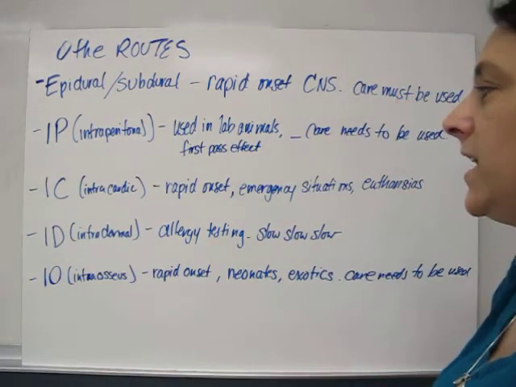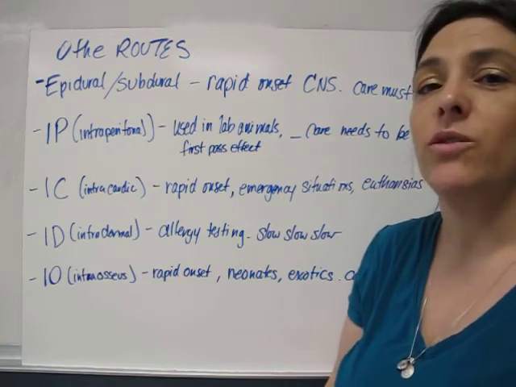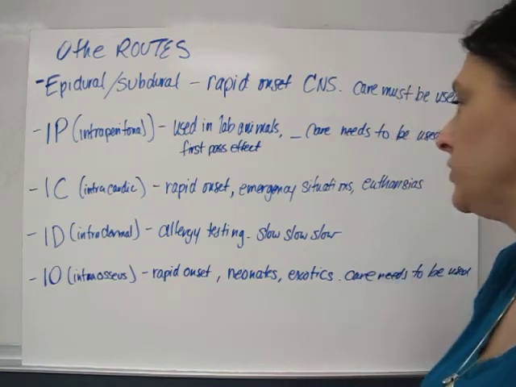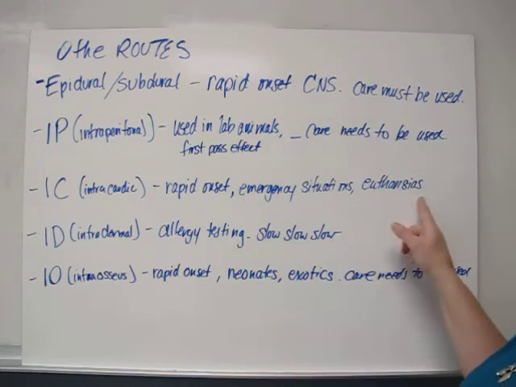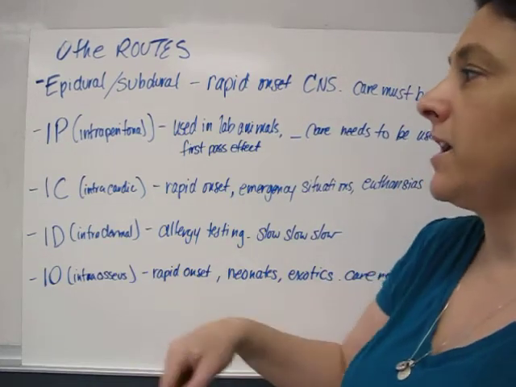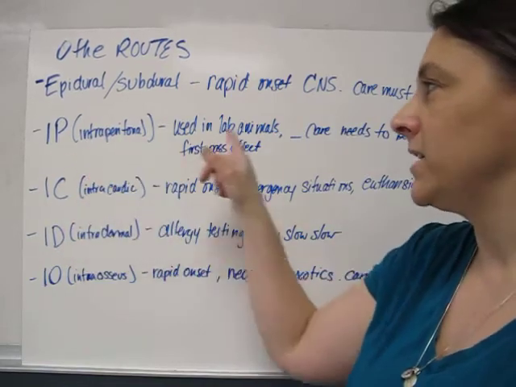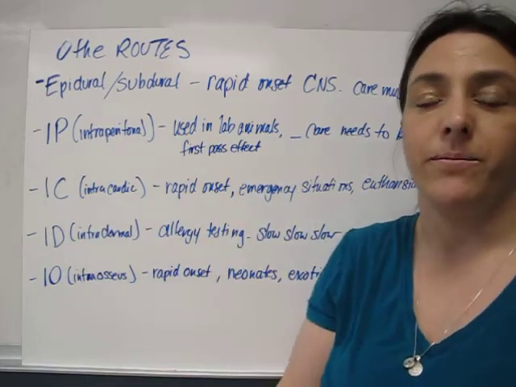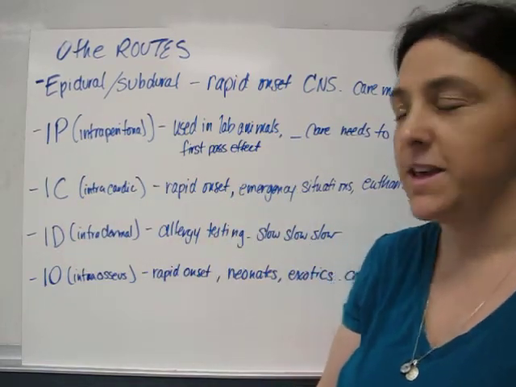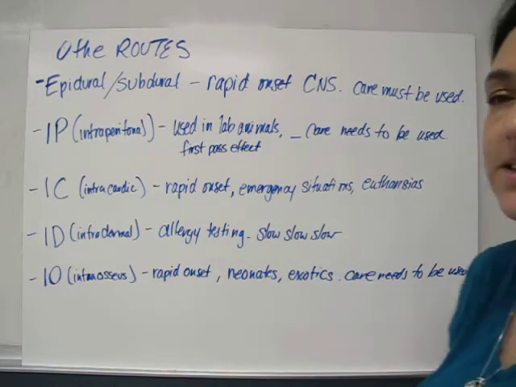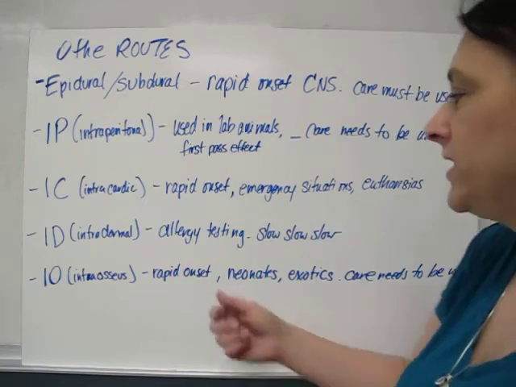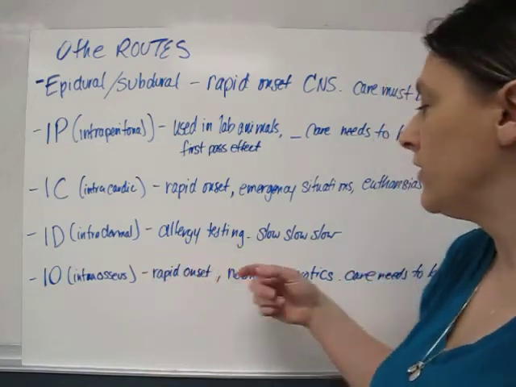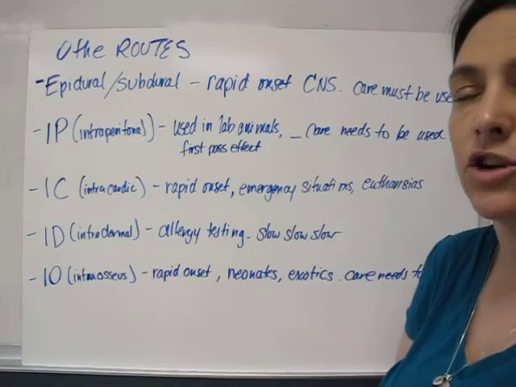Intracardiac, IC, this is rapid onset, has been used in emergency situations. They're kind of pulling away from that now. They do use this in euthanasias. In feral cats, they'll give an IP injection until they fall asleep, and then they will follow it up with an IC injection. ID, intradermal, usually this is for allergy testing, though they do some medications intradermally.